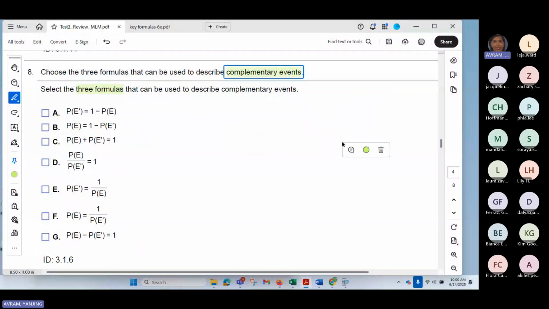So we said earlier, the complementary event means only 2 categories, like running and not running. And then these 2 added together should be equal to 100% or equal to 1. Okay, so what 3 are the correct answers? Type it in the chat section, trying to see which 3 will be the correct answer. Everyone give it a try.